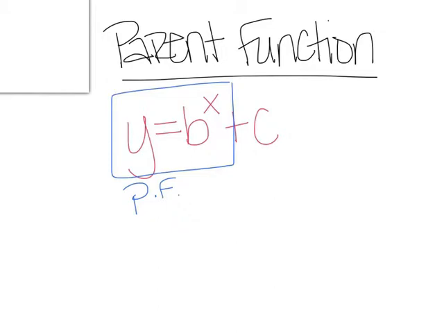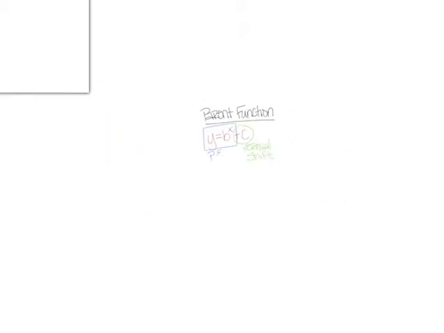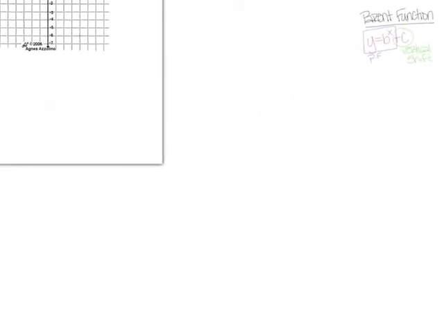The c portion is actually a vertical shift, where we could slide the parent function up or down a certain number of units. So let's take a look at a graph and see how this parent function and vertical shift would come into play.